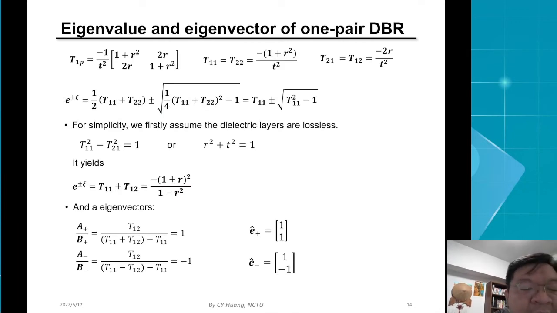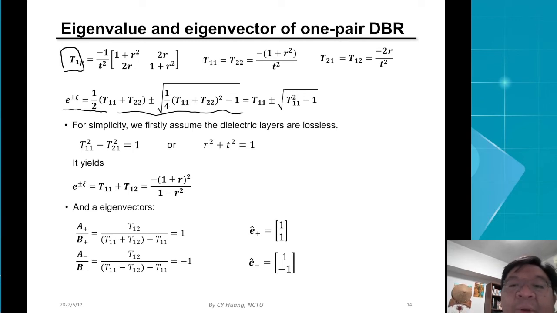Okay, so the transmission matrix of one pair DBR looks like this. So we can see that T11 and T22 are the same, and T21 and T12 are the same. And we can put it into the expression of its eigenvalues. Since T11 is equal to T22, we just take T11 as an example. And we have the final expression of the eigenvalue as T11 plus square root of T11 squared minus 1.